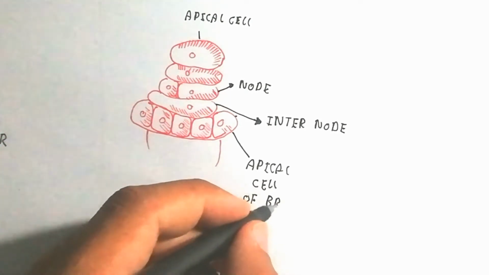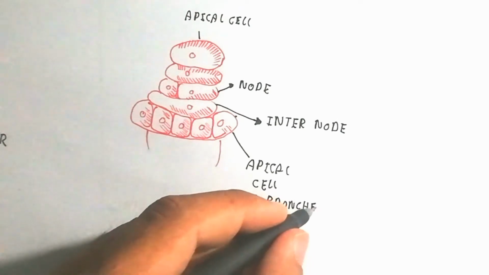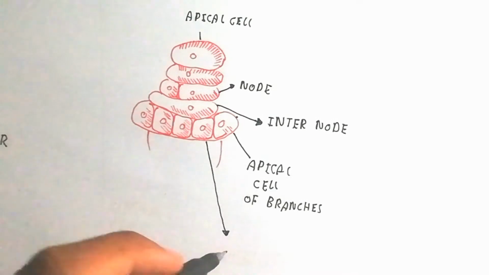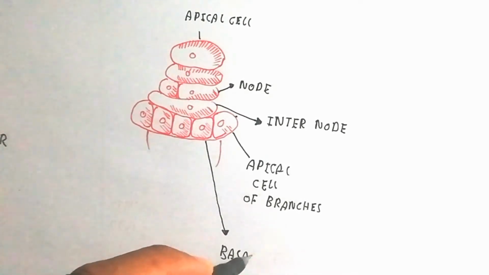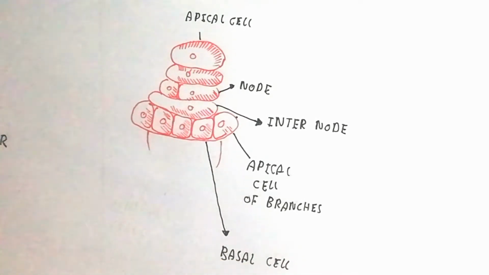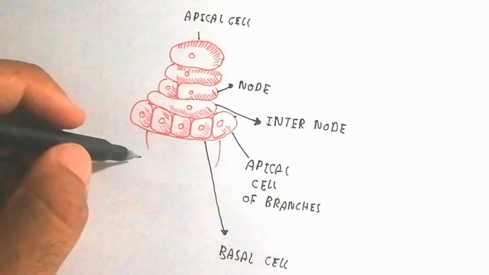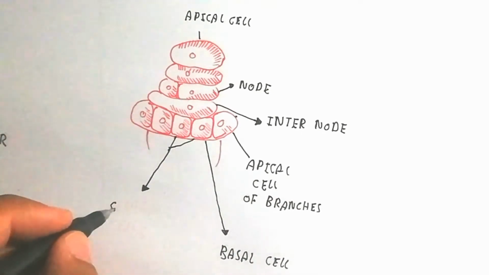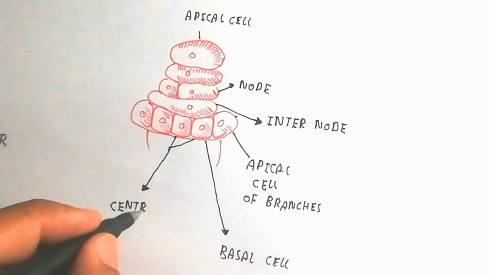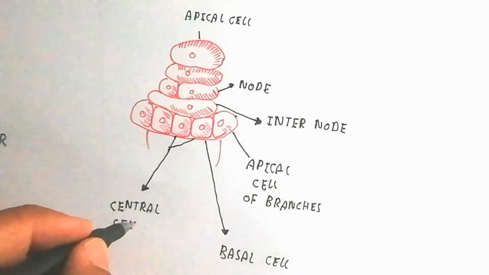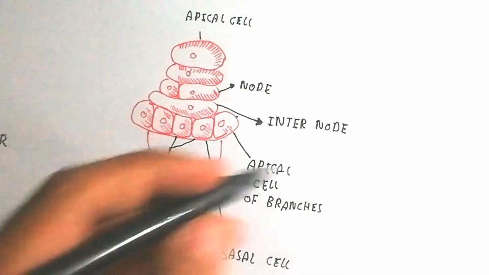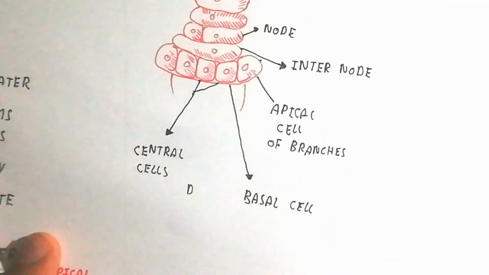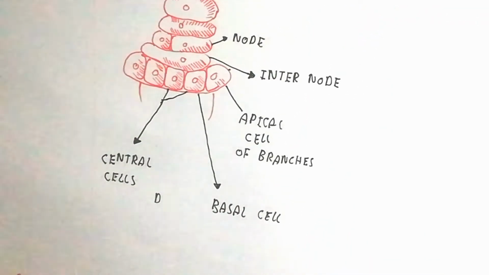So here is the apical cell of that branch. The apical cell of the branch is where the auxiliary branch will be produced from. Remember that, it is easy to understand. So here the basal cell is present over here. A basal cell means it stands for preservation or retention, and here is the central cell as well.